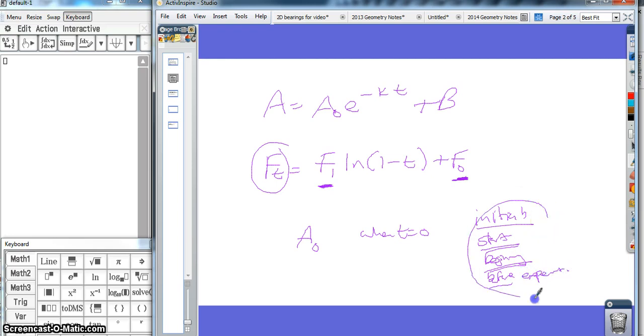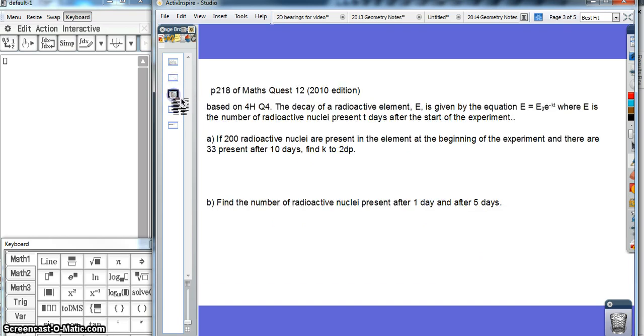Now they're the kinds of things that will be given in the description. They're the words you should be looking out for, which are telling you this is what it was like when the experiment started. And that's what this sort of thing is. It's the value at the very beginning here, f of 0, when time is 0. Let's have a look at that in a question.